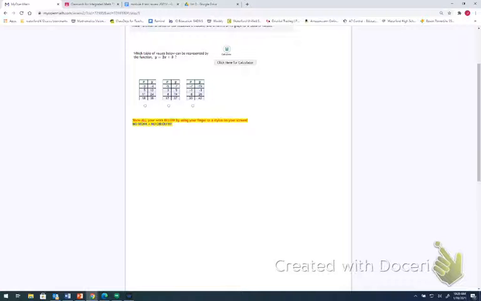Okay, number 3 is a different problem. It's asking you which table of values represents this function y equals 2x plus 3. So I have this function y equals 2x plus 3, and I know that one of these tables is the correct table. So what I'm going to do now is write y equals 2 parenthesis plus 3. Notice that I did a parenthesis in place of the x.